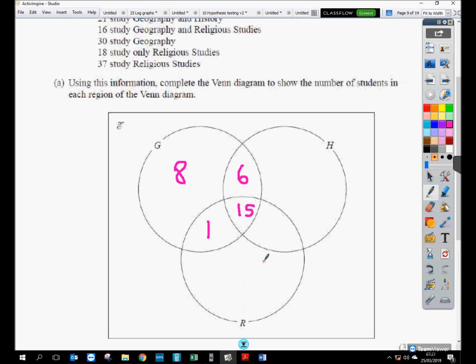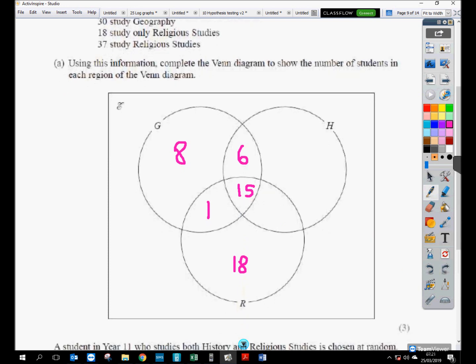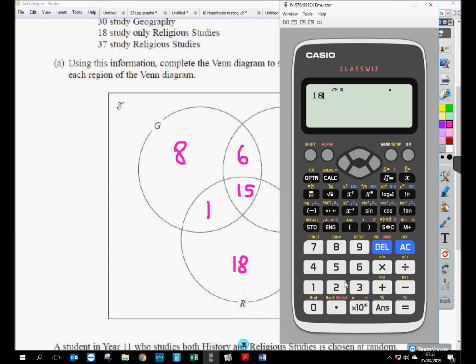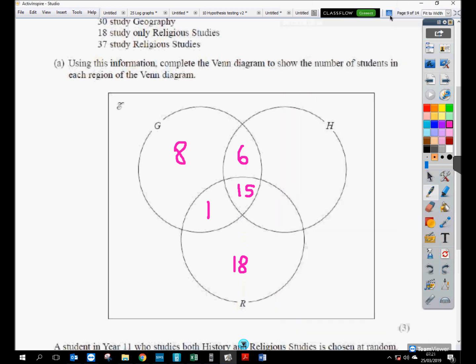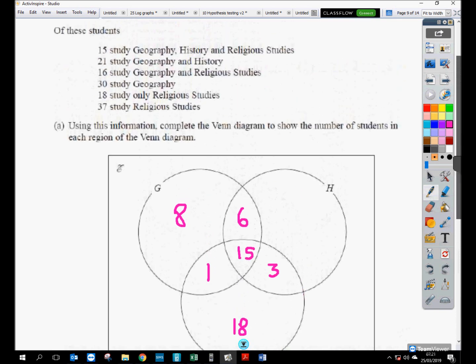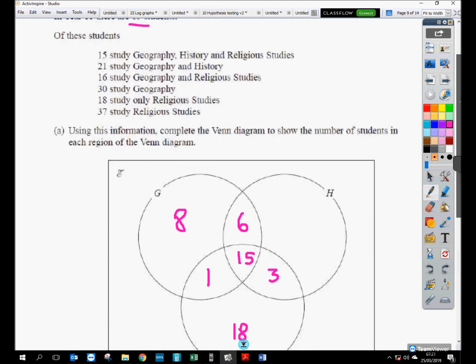Next, 18 study only religious studies, they're in this section, in the RE section, only religious studies. And it also says 37 study religious studies. So all of this, the R circle, is 37. So what it means is, let's try: 18, add 15, add 1, it's 34. So you have the remaining 3 in here. And if you add all of these numbers up, it tells you it should be 65 students.